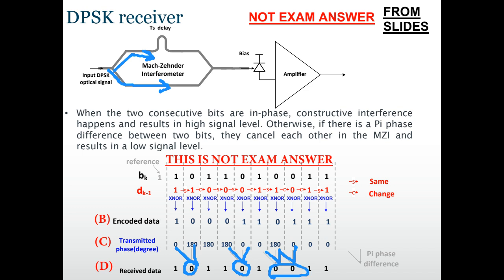So we decode the binary bit, which are the same as the binary bit as the transmitter here.